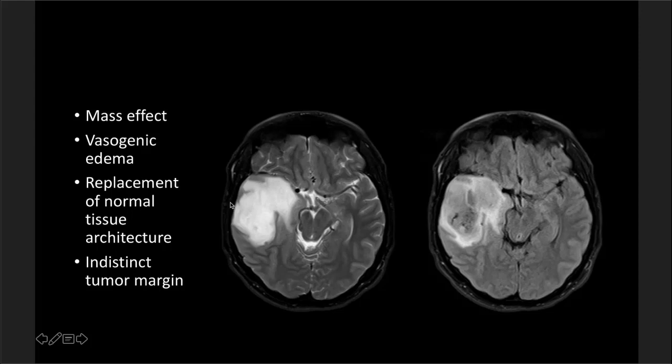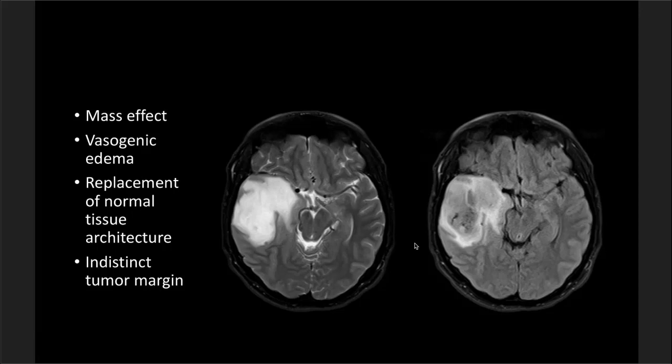We have replacement of normal tissue architecture. That's particularly evident here on the T2 FLAIR, where we have this heterogeneous signal, and we can't make out the normal brain structures within this mass. It's completely replaced the brain tissue. The margin of this tumor is indistinct, like the previous tumors that we've seen, so it has a little bit fuzzy margins, hard to draw a line exactly around the margin of the tumor, and this is an infiltrative tumor.